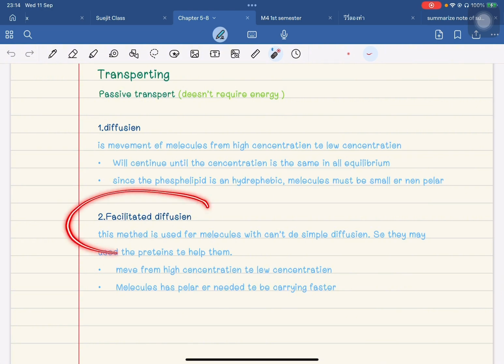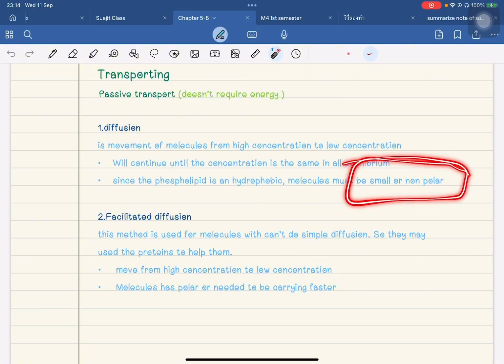The second one is facilitated diffusion. This method is used for molecules that cannot do simple diffusion because they're too big, or maybe another reason is because they are polar.